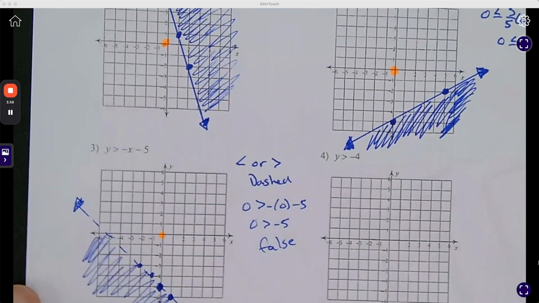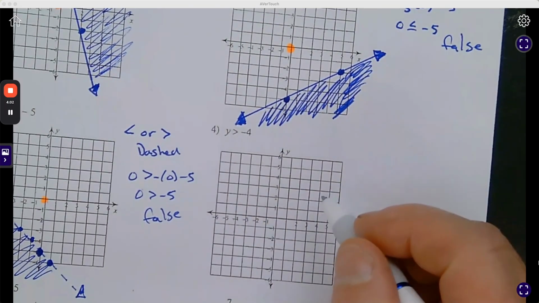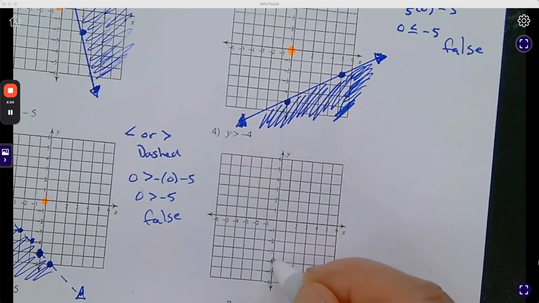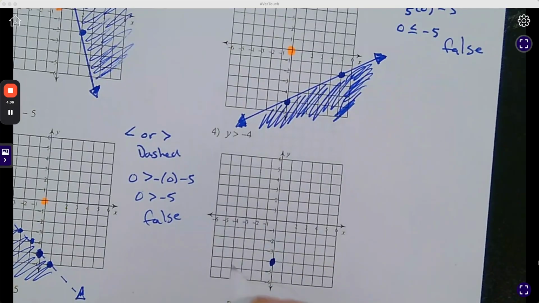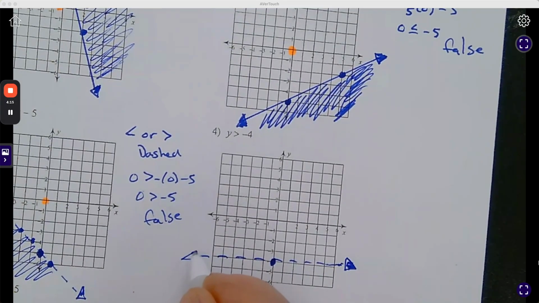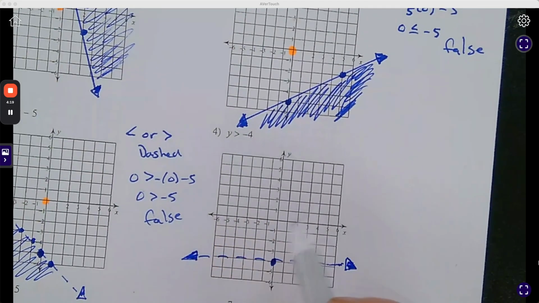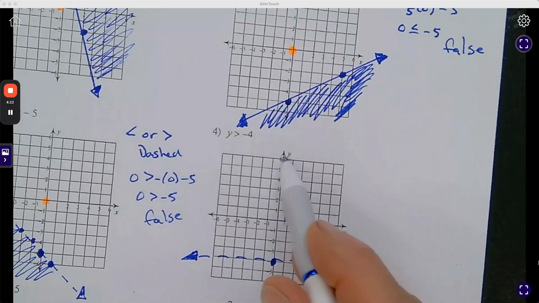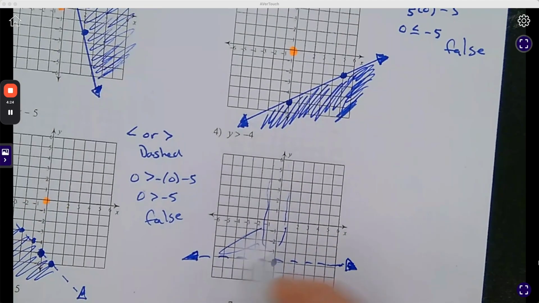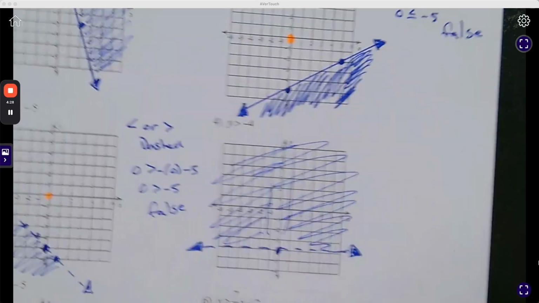This is a horizontal line. So go where y equals negative 4. And this is going to be a dashed line through negative 4. Notice how there's no x value, so x is a meaningless part of this equation. Notice how it says graph the y values that are greater than negative 4. Well, all of these y values are greater than negative 4. So we graph that. Done! Moving on.